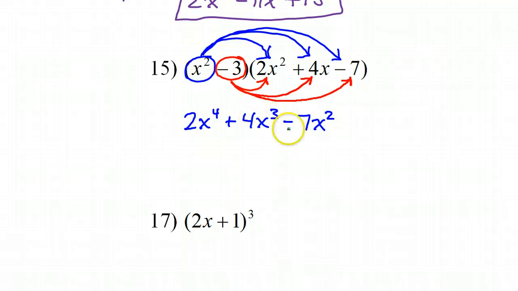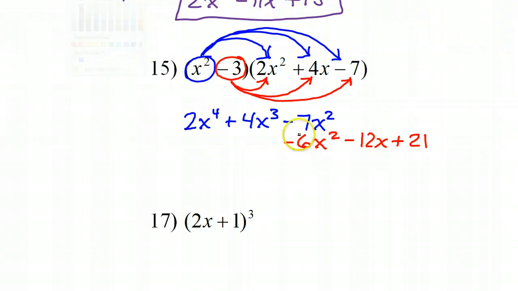Okay, and if there are any, I am going to try to line up my like terms. So negative 3 times 2x squared, that's negative 6x squared. So that would be like right here. And then negative 3 times 4x, that'll be negative 12x. It doesn't have a like term, so I'll just stick it on here. And negative 3 times negative 7 is positive 21.